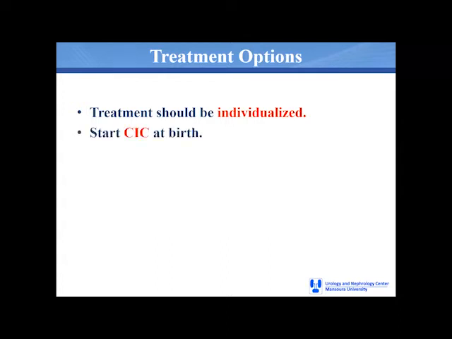You have to try to start CIC at birth for everyone. And those with a weak outlet may even improve with CIC, and you may later discontinue CIC for this group in particular if you found that the upper tract is safe with no deterioration, and if you are getting very low volumes with the CIC. Again, CIC is crucial.